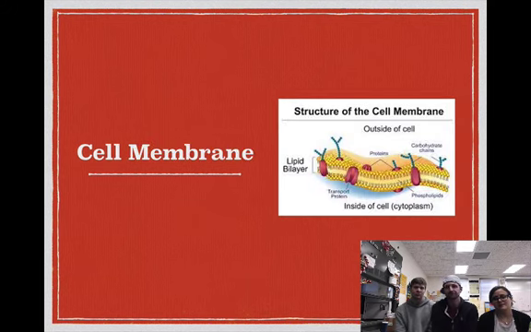So the cell membrane is the outer layer of a cell. If the cell has a cell wall, it would be inside the cell wall. It is the boundary between the outside of the cell and the inside of the cell, and it keeps all of the cell parts inside, and then it also controls what can go in and out of the cell.